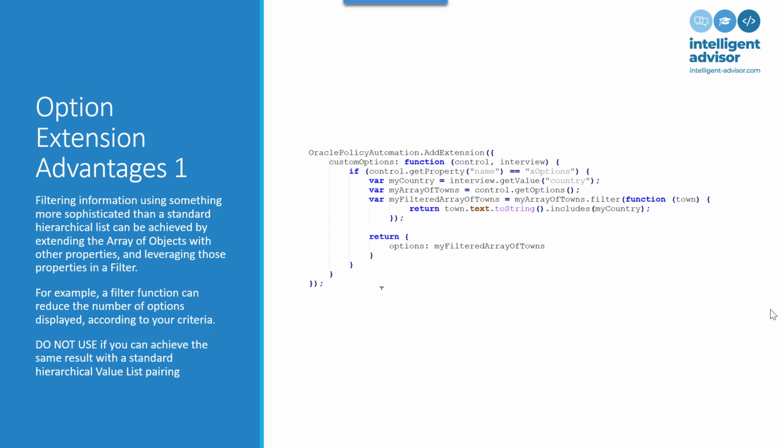The example you can see on the right-hand side of this slide is a really simple one. Basically, we're going to show you a list of towns, and we're going to filter by the country attribute. Obviously, you could do this just by a hierarchy with a value list called country and a value list called towns, but it does illustrate the principle of being able to return a filtered array, so only showing exactly what you want to show. Don't do this if you can achieve what you're looking for with a standard hierarchical value list.